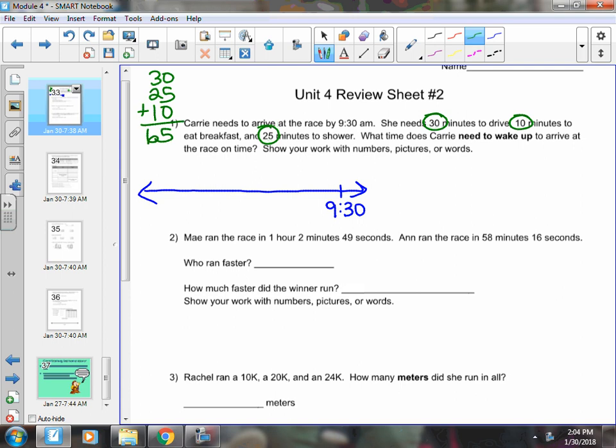And I get 65 minutes. And I know that 65 minutes is an hour and 5 minutes. So I'm going to jump back an hour, which of course is 60 minutes. So jumping back 1 hour puts me at 8:30. But then I need to jump back another 5 minutes. And 5 minutes before 8:30 is 8:25. And there's our answer.